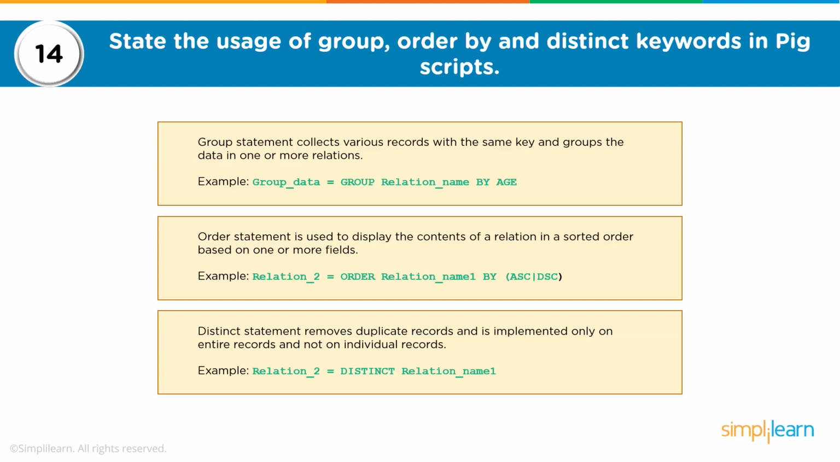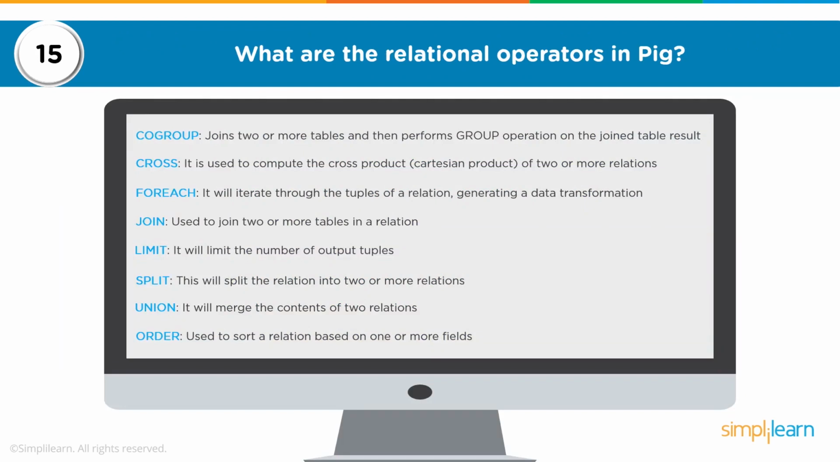Order by is used to display the contents of a relation in a sorted order, whether ascending or descending. So I could create a variable called relation2, and then I could say order relation name 1 by ascending or descending order. Distinct basically removes the duplicate records, and it is implemented only on entire records, not on individual records. So if you would want to find out the distinct values in the relation name field, I could use distinct.